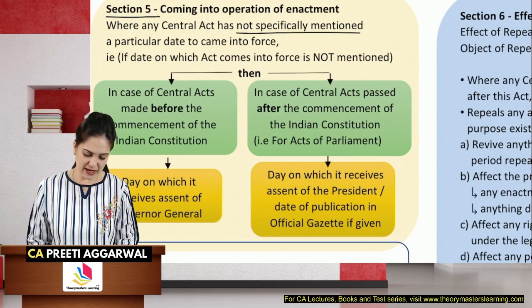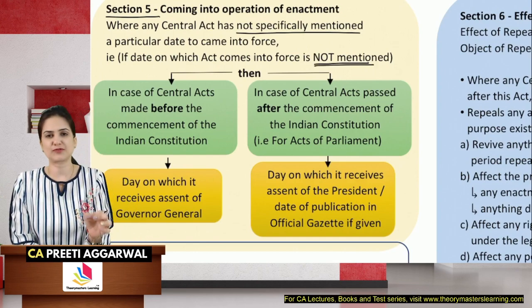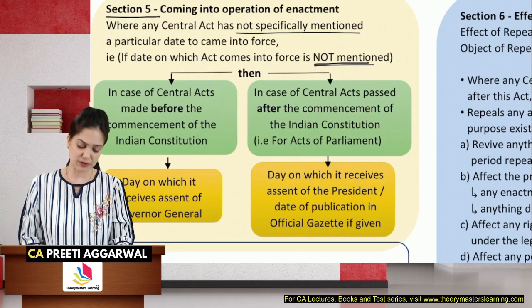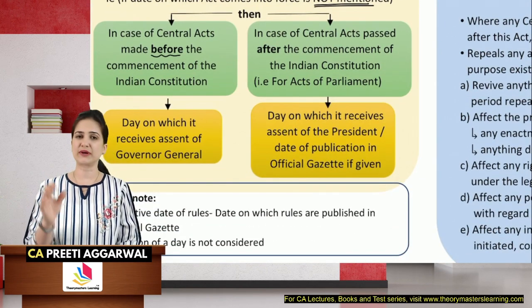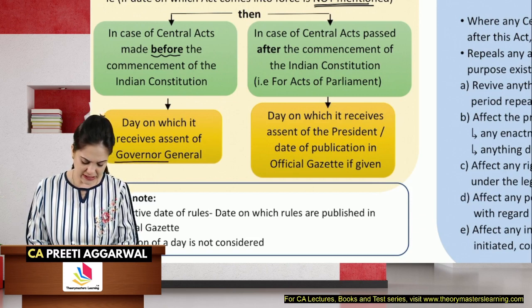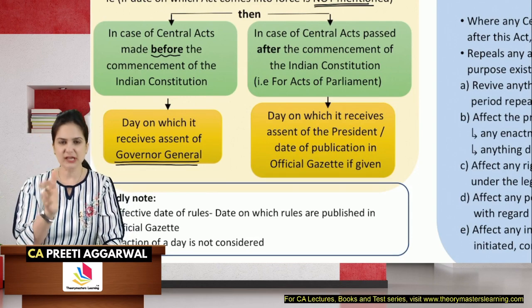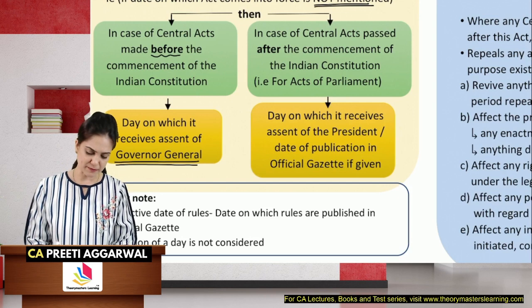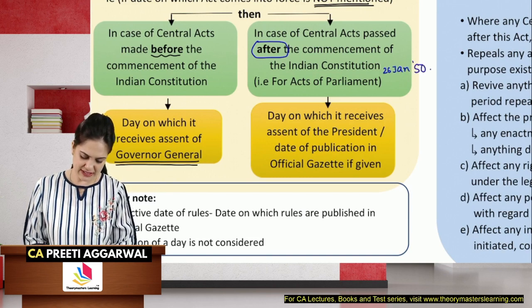That is, if the day on which the act comes into force is not mentioned, because that is the first option, the act will come into force from the date it is mentioned. But if it is not given to you, then if the acts were made before the commencement of the constitution, that is before 26th of January 1950, then the day on which it receives the assent of the governor general, as I already discussed earlier, the governor general is the representative of the king. The day on which he gives the assent is the day on which the act comes into force. But if the acts are made after the commencement of the constitution, that is after 26th of January 1950, then the act will come into force on the day it receives the assent of the president.